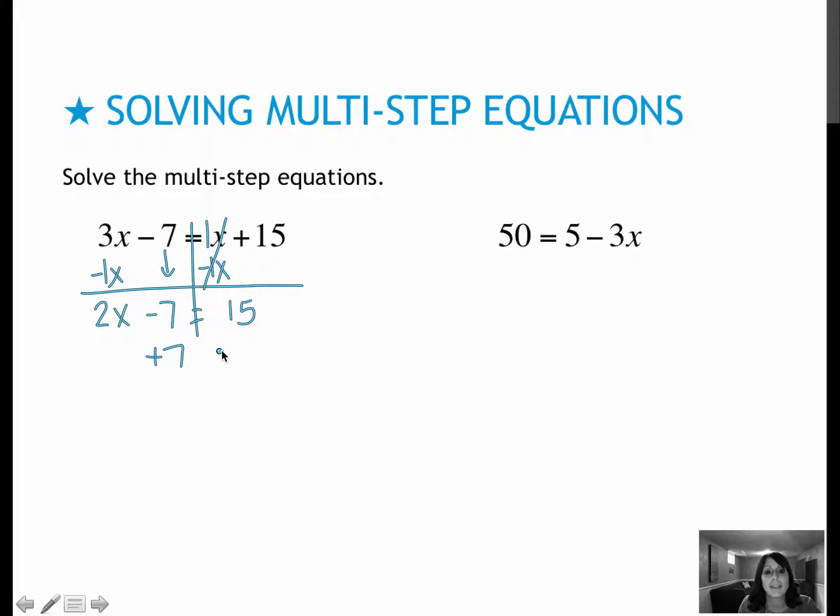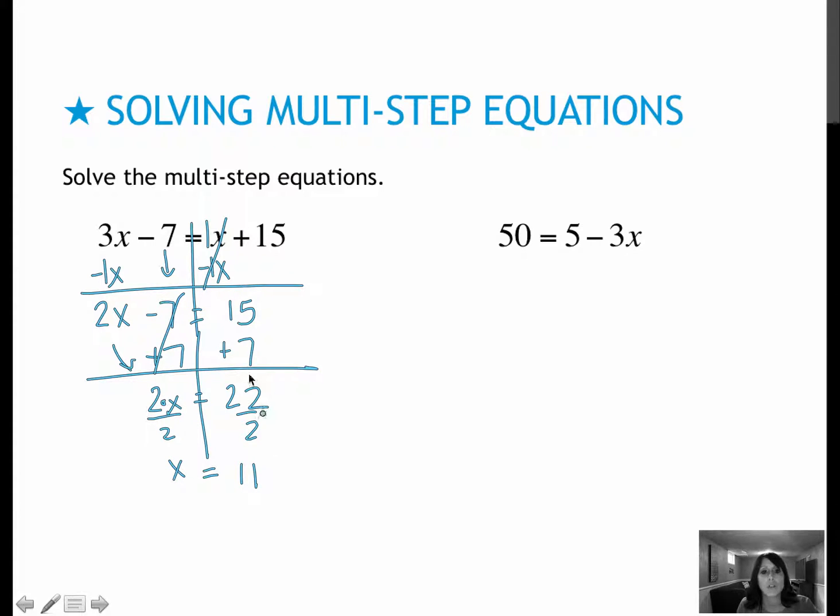Now I'm going to add 7 to each side of the equation. On the left side, the minus 7 and plus 7 are opposites, so they cancel. So I bring down 2x. 15 plus 7 is 22. And now it's a one-step equation. So I'm going to get rid of the 2 times x by dividing by 2. And that gives me x equals 11. Again, on any of these questions, feel free to plug that value back in to do your check.